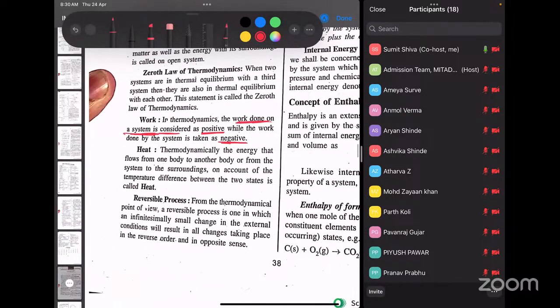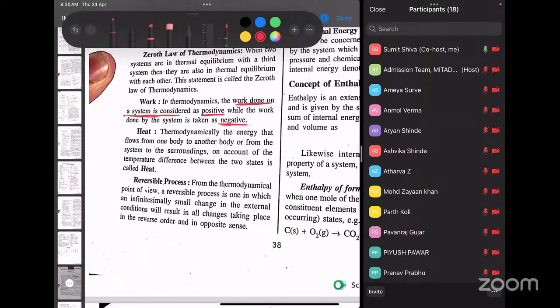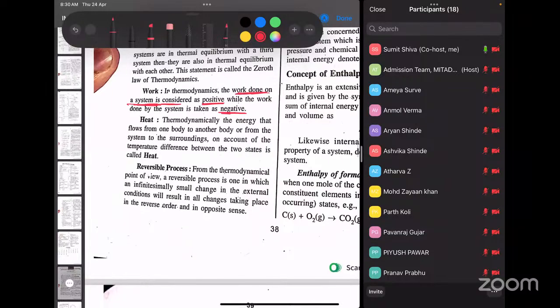Energy that flows from one body to another body, or from a system to the surroundings, on account of the temperature difference. Basically, here we are defining heat. What is heat? Heat is a form of energy which flows due to the temperature variation or temperature difference. So heat is a type of energy which can flow due to temperature difference. Understood?